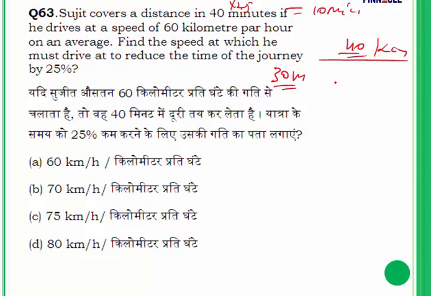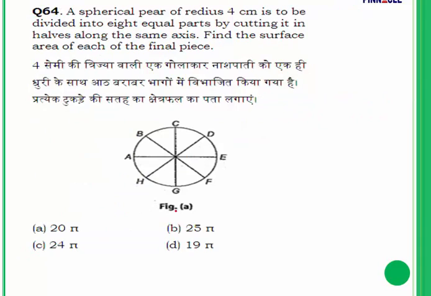In 30 minutes he wants to travel 40 kilometers. It means in 60 minutes he will travel 80 kilometers. So 80 kilometers he will travel in 60 minutes, meaning 80 kilometers per hour. 80 kilometers per hour is the answer.